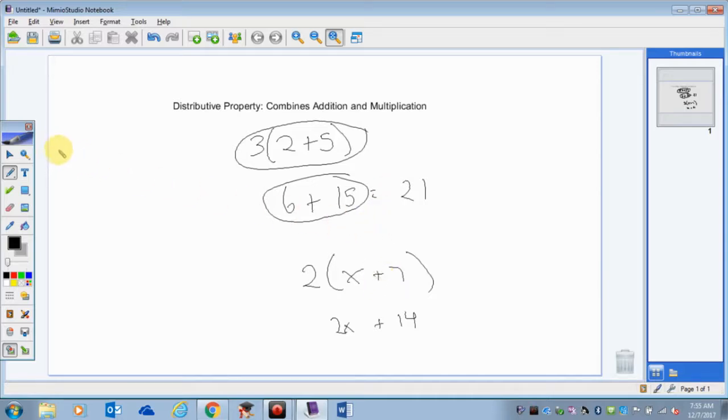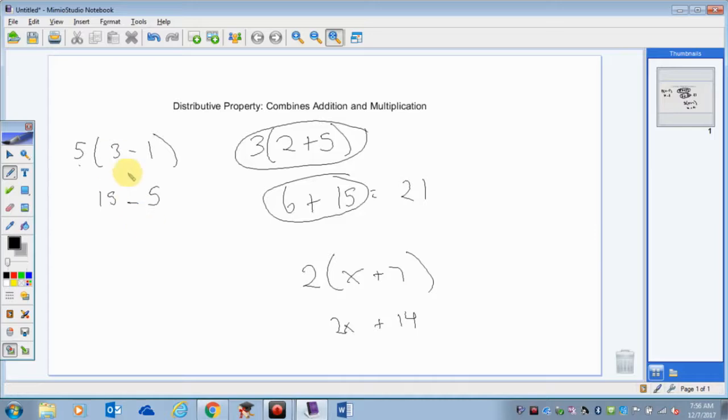Let's do some more examples. So we have 5 times (3 minus 1). 5 times 3 is 15. 5 times 1 is 5. Bring down our subtraction symbol. So this is just a different way of writing basic problems.